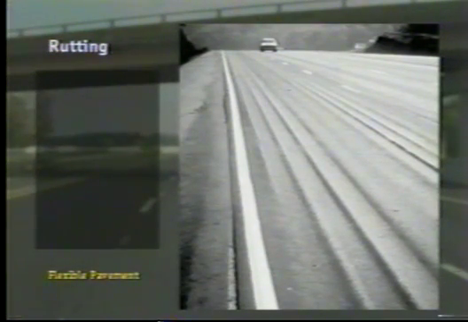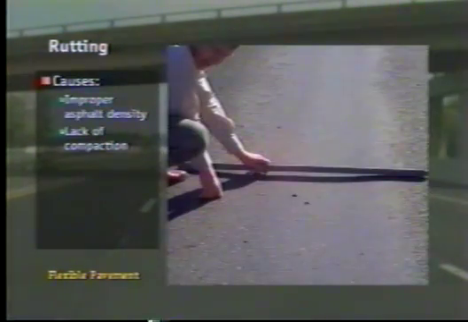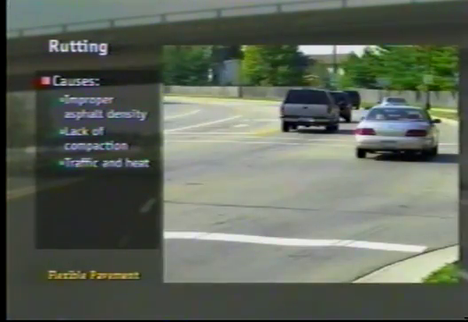Rutting is a vertical deformation in the pavement surface along the wheel path, not unlike the ruts that used to form in muddy dirt roads. Rutting is caused by improper asphalt density or lack of compaction. Lack of stone-on-stone contact allows aggregates to float in the asphalt. As the sun heats the asphalt, traffic pushes aggregates around, resulting in common ruts.